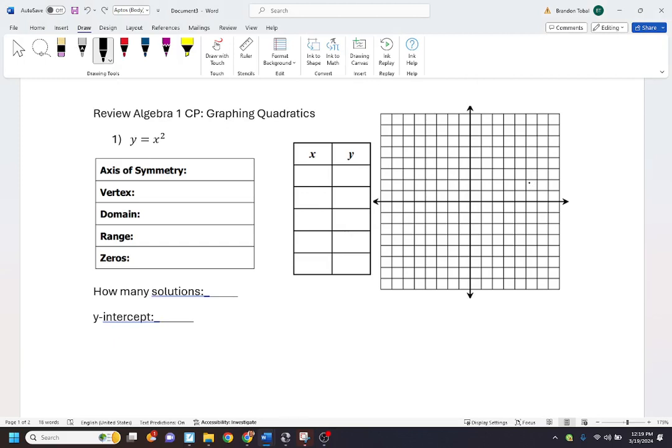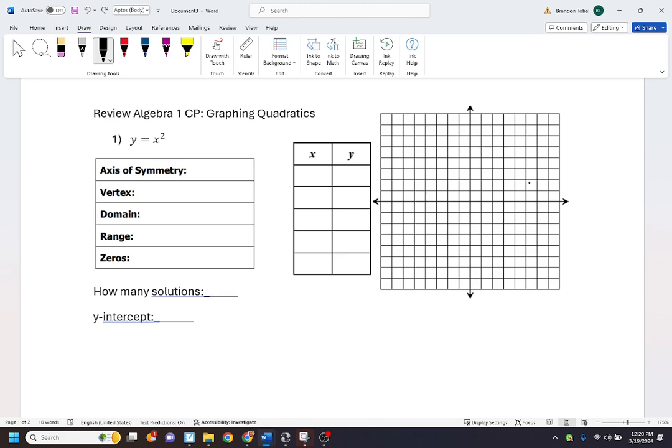Please add these two lines here. How many solutions? I'm going to show you how to find that. Because you're doing the long way, you don't really need the thing I'm about to show you, but there will be questions where I simply ask you how many solutions. And then the last thing is the y-intercept. The y is weird, so the y-intercept. I'll talk about what that means. It's pretty obvious what it means when you see it.